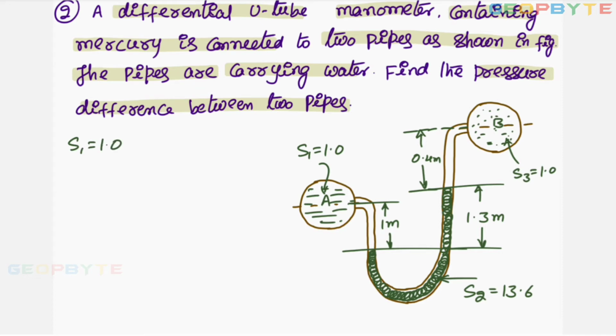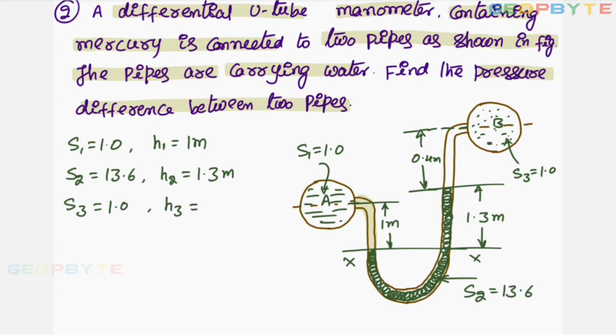The pipe A liquid is occupying up to this level, let it be up to X. The pipe A liquid is occupying H1, H1 equal to 1 meter. S2 equal to mercury specific gravity 13.6. Mercury is rising for a height of 1.3 meters. S3 equal to specific gravity of the pipe B liquid, that is water, equal to 1.